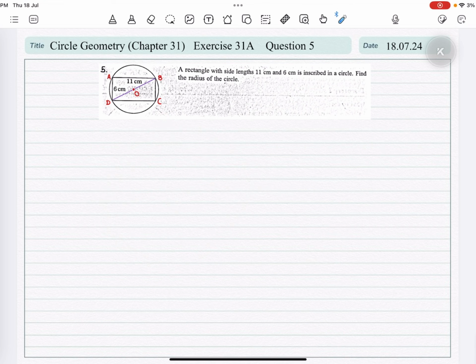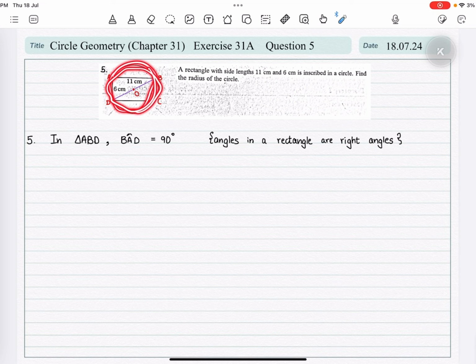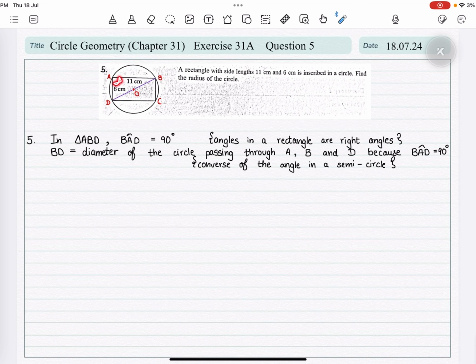So first we have to prove that angle BAD, this angle, is 90 degrees. To prove that, we know that this is a rectangle and every angle of this is 90 degrees, so we can just prove that in triangle ABD, angle BAD is equal to 90 degrees because angles in a rectangle are right angles. Once we know that, we can prove that DB is the diameter of this circle, because BAD is a right angle. And this is proved by the theorem converse of the angle in a semicircle theorem.